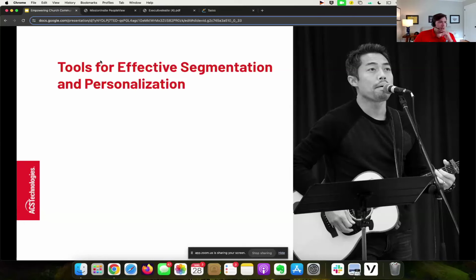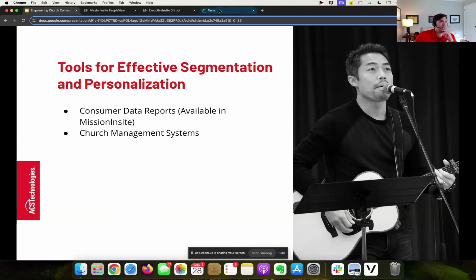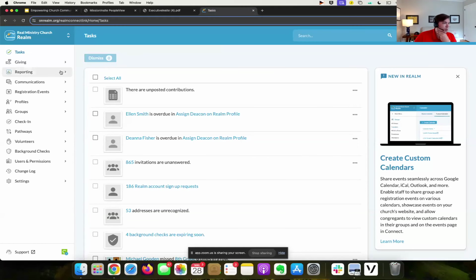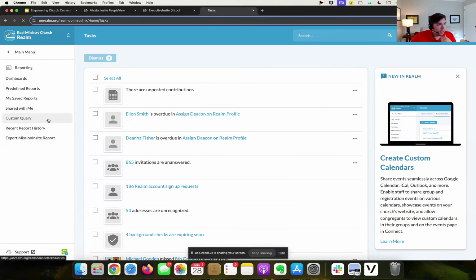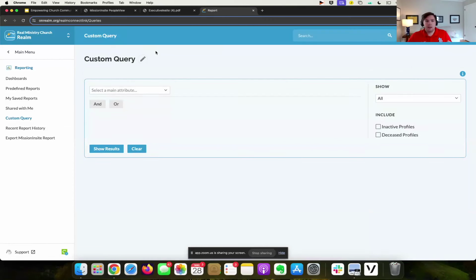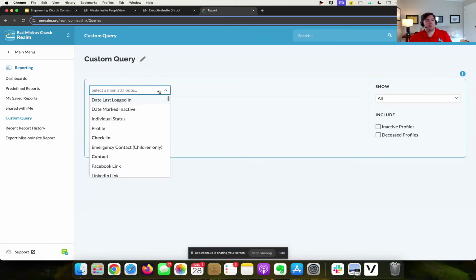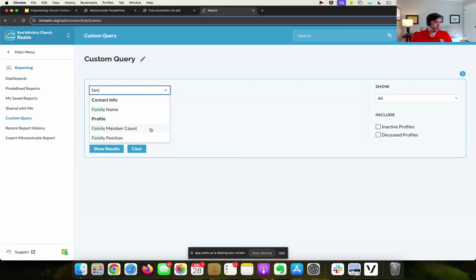So I'm going to go ahead and change over to Realm. I'm going to go to reporting, and I'm going to run something called a custom query. For those of you not familiar, this is simply a way for me to search my database. So using Realm, I'm going to do a search for families. We're going to stay on this VBS theme if you can't tell. We're going to search for people that have kids, and we want to display the parents.